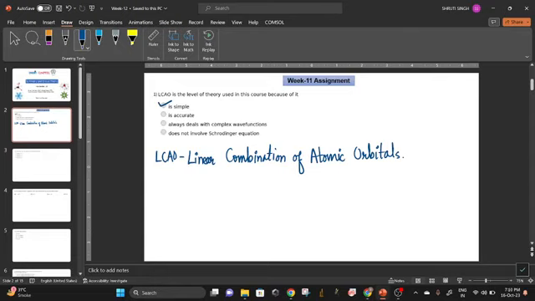the Schrodinger equation, and we cannot actually solve the Schrodinger equation for molecules. It is only solvable for hydrogenic systems and molecules are much bigger. So that's why we are not using that approach, and we are using this combination of atomic orbitals as an approximation to form molecular orbitals. So the answer is the first one, that LCAO is simple, that's why we are using it.